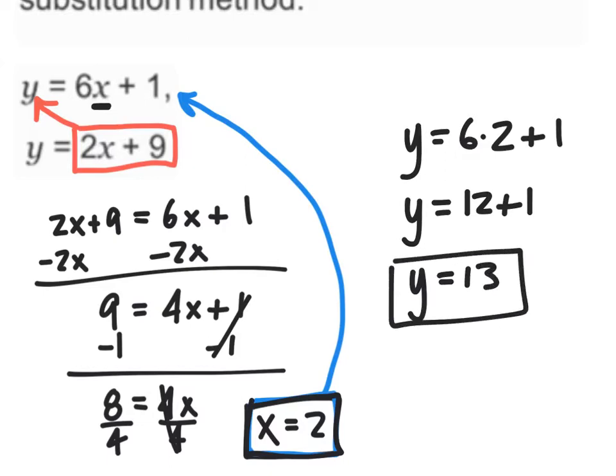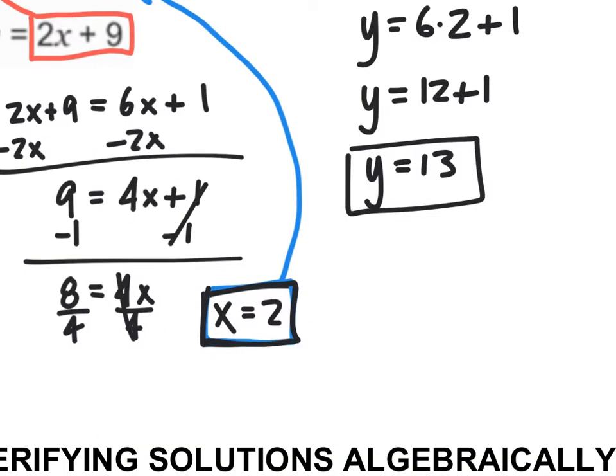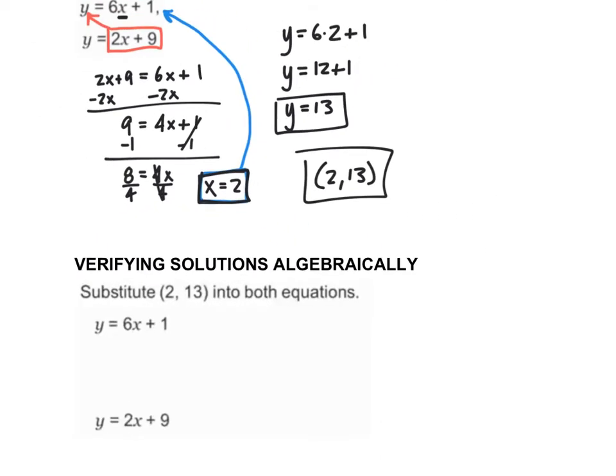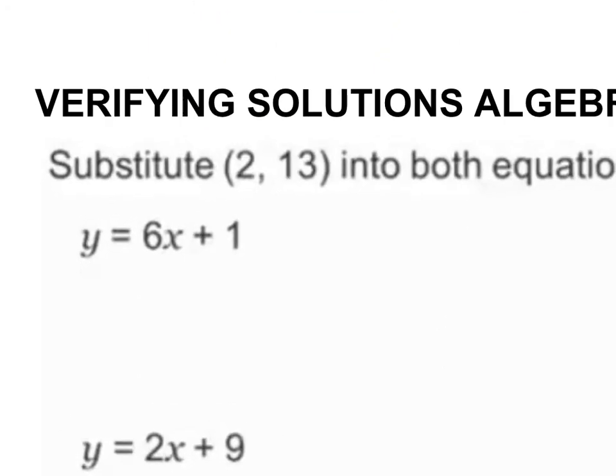So that's my y value. So I get the solution, 2, 13. Now we're going to verify that these are our solutions. To verify algebraically, I'm going to substitute my values in. I have that x equals 2 and y equals 13.